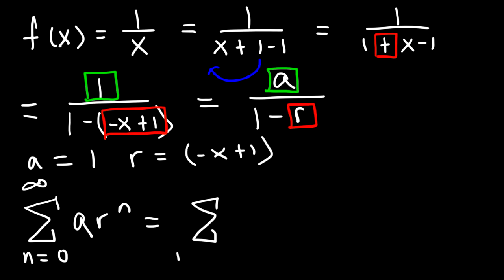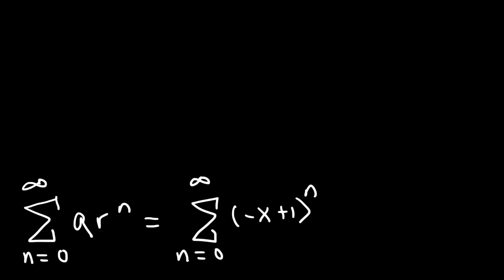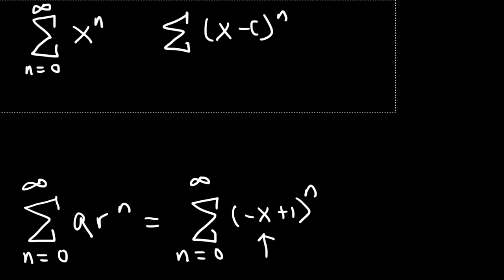So we're going to have the summation symbol, and then r to the n, which is negative x plus 1 to the n. Now, can we leave the answer like this? When representing a function as a power series, you want to write it in this form, x to the n, or you want to write it in this form, x minus c raised to the n. So right now we have negative x and not positive x. So therefore we're going to have to factor out a negative 1 inside the parentheses.